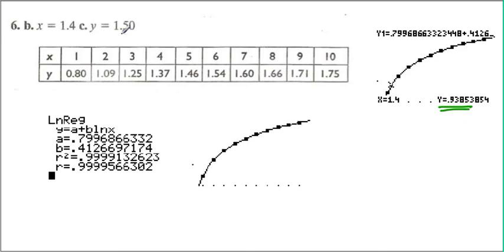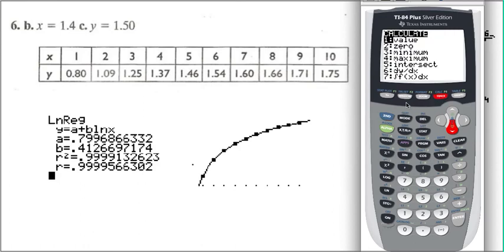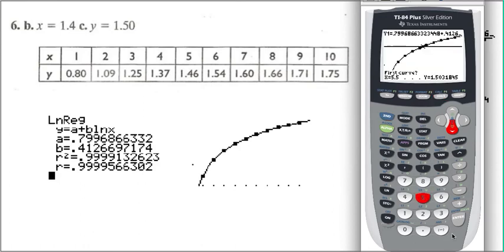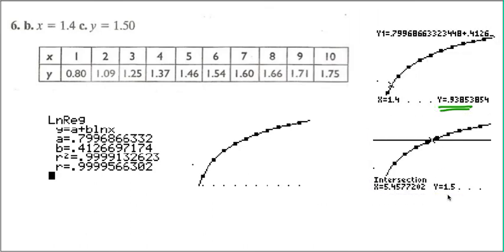How about y equals 1.5? Then I'm going to move on to the second, 1.5. When I graph them, I'll see the intersection here. So I'll use calculate number 5. First curve, second curve. Guess. All right, there it goes. When y equals 1.5, the x value has to be equal to 5.457 or 458. All right, that's it.